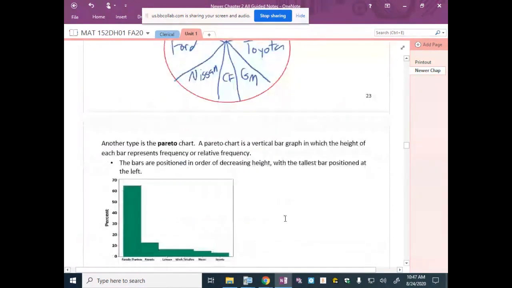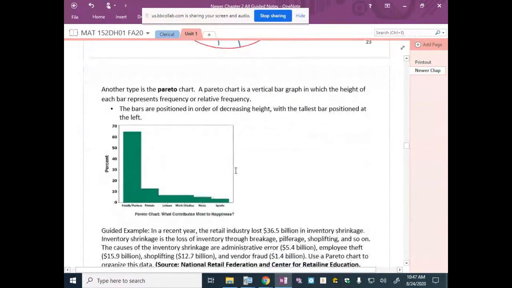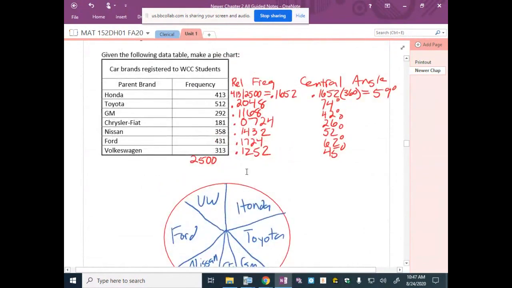Basically, yeah. All right. Pareto chart, basically. Oh, I'm sorry. I'm so sorry. Any other questions about pie charts? Yes, no, good. All right, well, we'll come back if we need to.